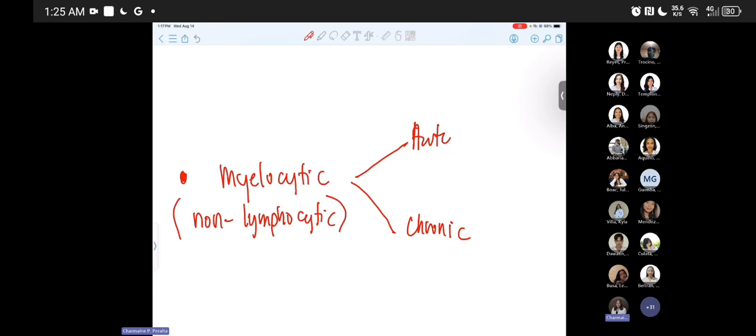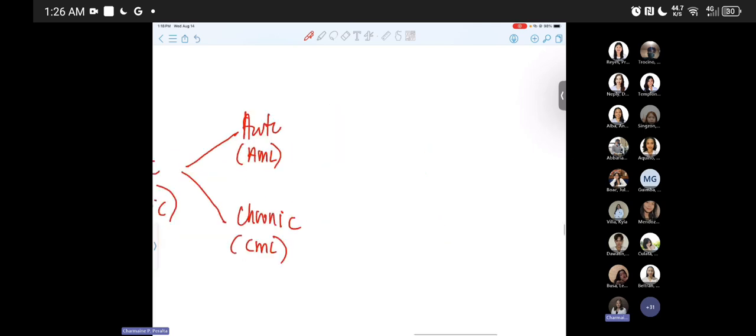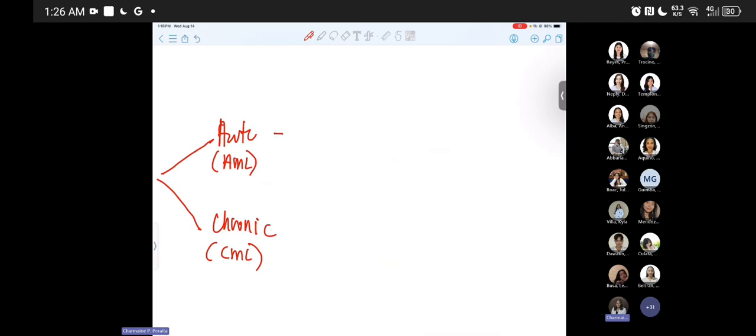So meron tayong acute myelocytic leukemia or chronic myelocytic leukemia. AML or acute myelocytic leukemia, CML or chronic myelocytic leukemia. Other terms nito is ANLL, acute non-lymphocytic leukemia, yun nga yung lumang term, or CNLL, chronic non-lymphocytic leukemia. Baka kasi ma-encounter nyo. Okay? So we have acute myelocytic leukemia. Dito papasok yung FAB. FAB, M0 to M7.